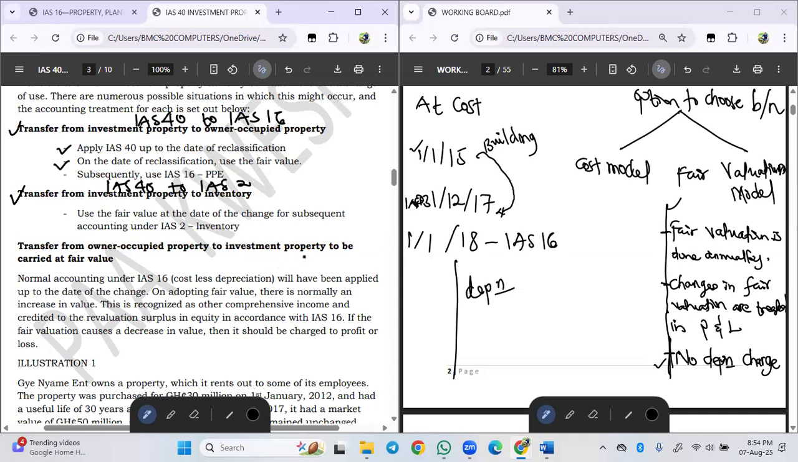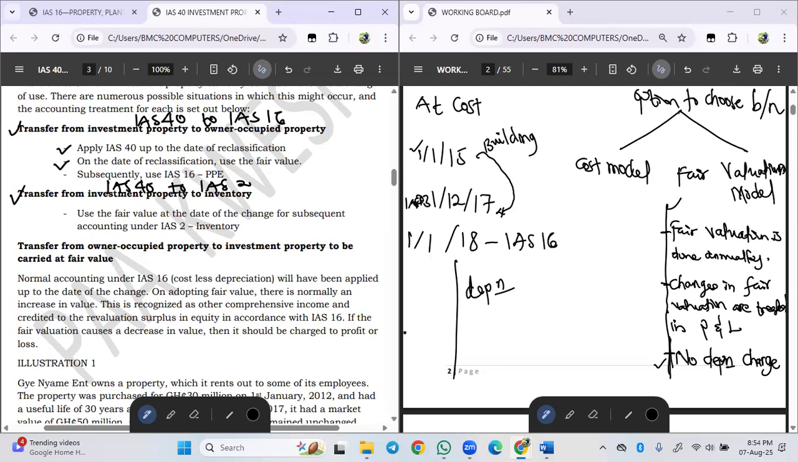So again, if you acquired a building on 1st January 2015, and you want to reclassify the building from IAS 16 PPE to IAS 40 investment property, what you are going to do is apply IAS 16. You'll be charging depreciation up to the date that you reclassify the asset to investment property. Now, on adopting fair value, there's normally an increase in value.